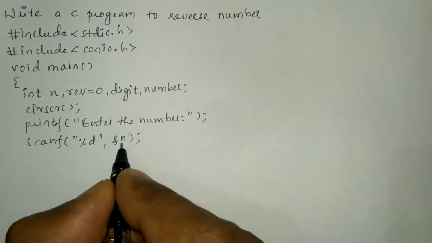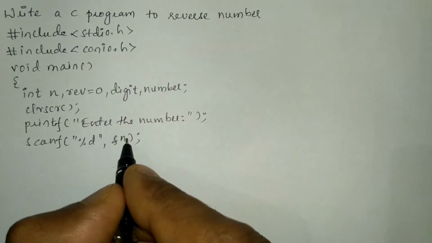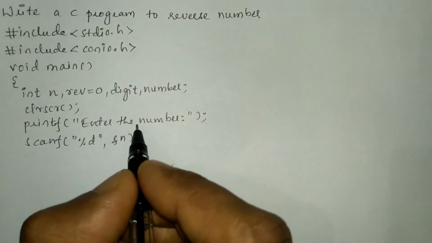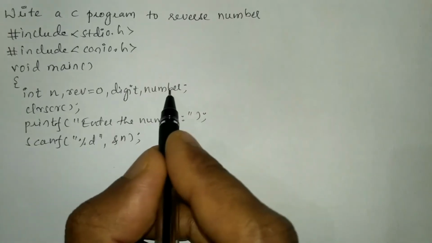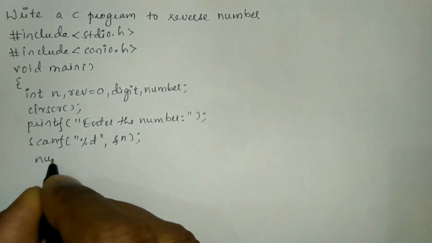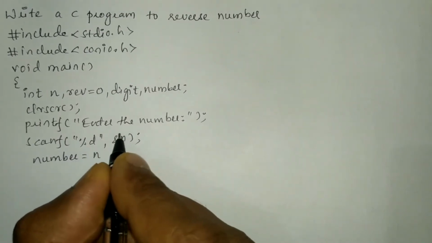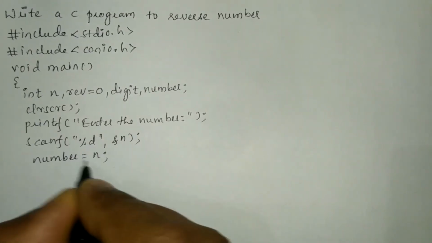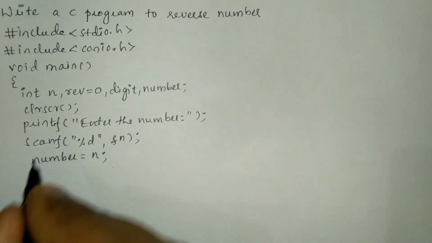Now we are going to keep the original value intact. In order to keep it intact, we have to save it in some other variable. So here we are going to take this number variable. So I'm going to write number is equal to n, whatever value we receive in n will be assigned to number in order to keep the original value intact.